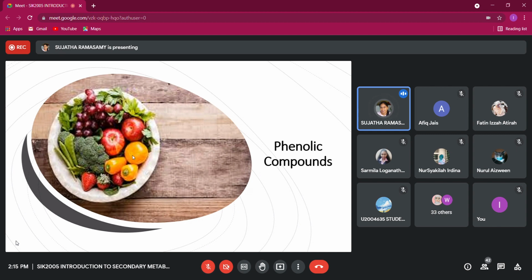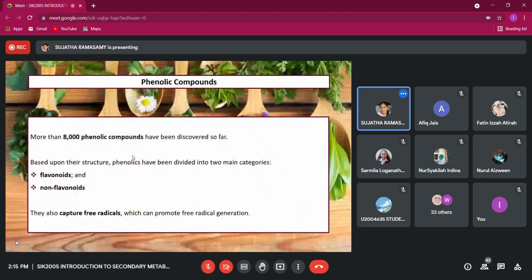Okay, first one, phenolic compound. The most popular one, the most widely distributed, and most widely studied compound. Okay, there are around 8,000 phenolic compounds that have been identified, and the two main group is flavonoid and non-flavonoid. And under this flavonoid, there are many more classes and also non-flavonoid. The importance of phenolic compound, they have been highly studied for its therapeutic properties. And one of the therapeutic properties is they have the ability to capture free radicals.